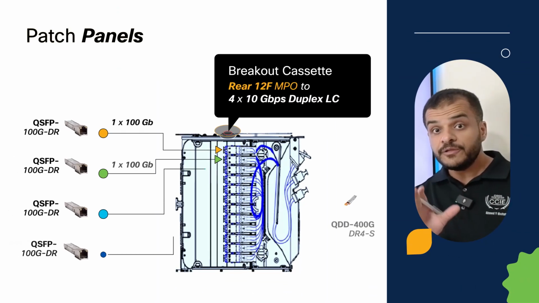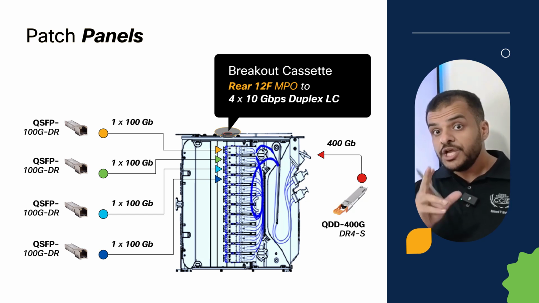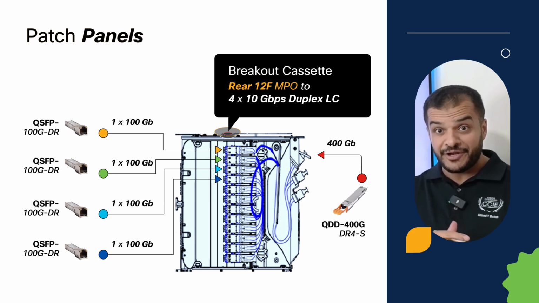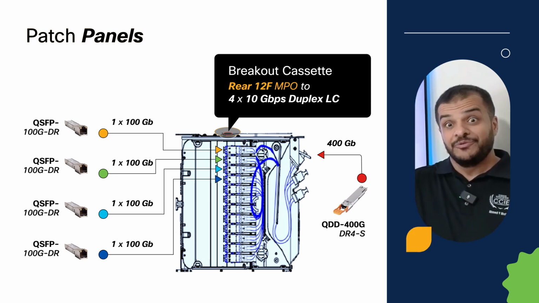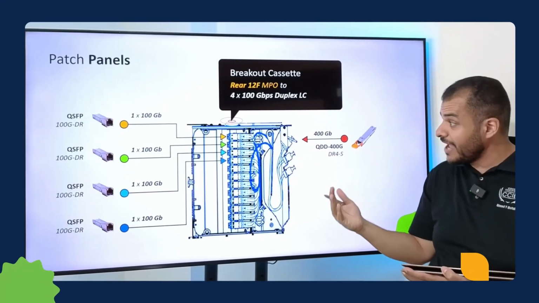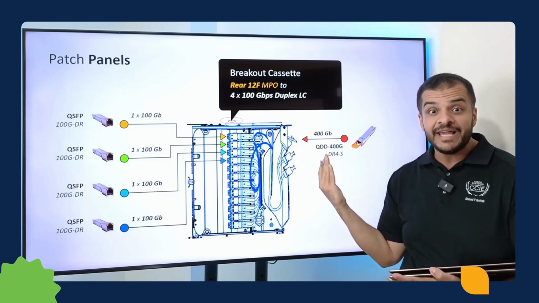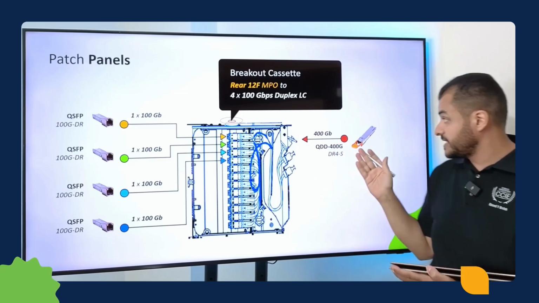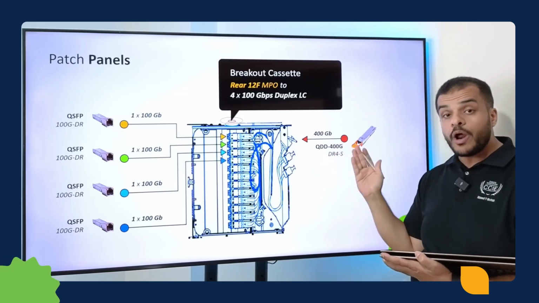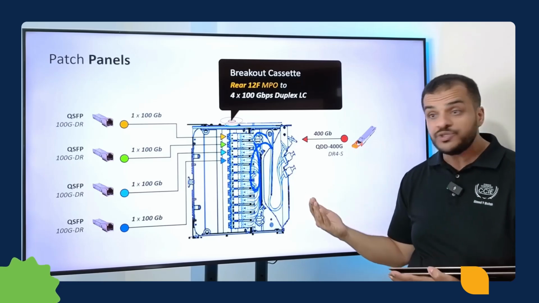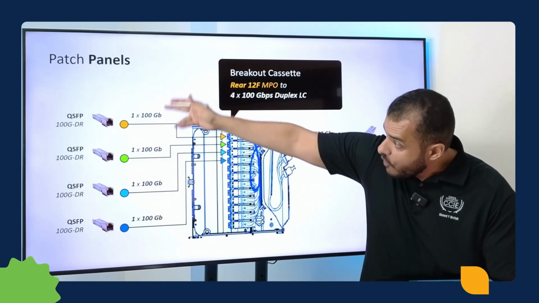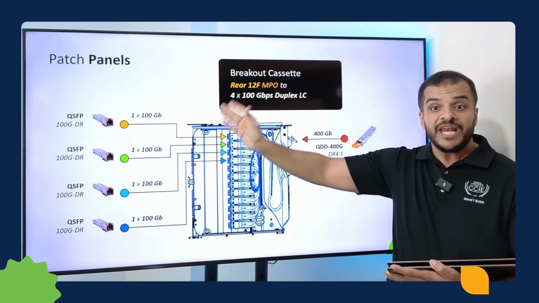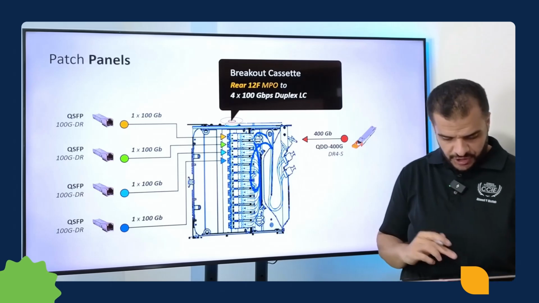Another example here, if you look at the 400 gigabit per second to 4 times 100 gigabit per second breakout, this is going to help you. I know that you've been waiting for this diagram because you want to imagine how this actually happens. The front breakout module right here supports a 400 gigabit per second 12F MPO. This is a single 400 gigabit per second, which is mapped to 4 100 gigabit per second LC breakout connectors.